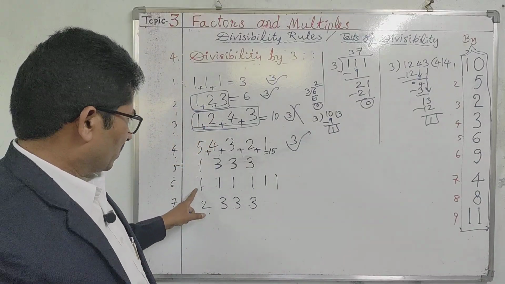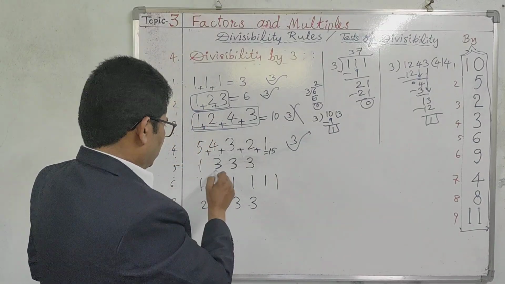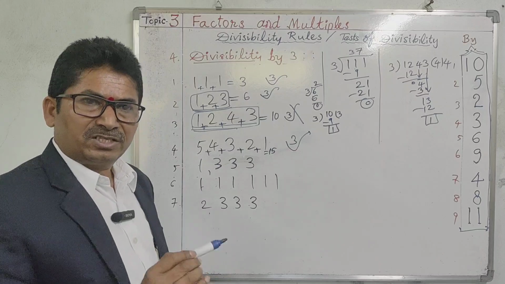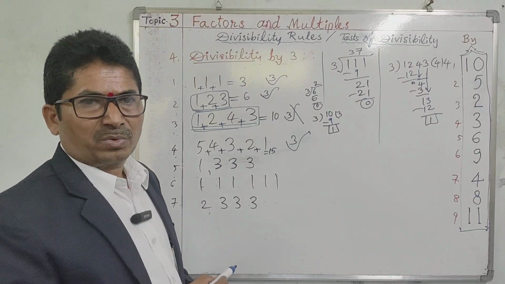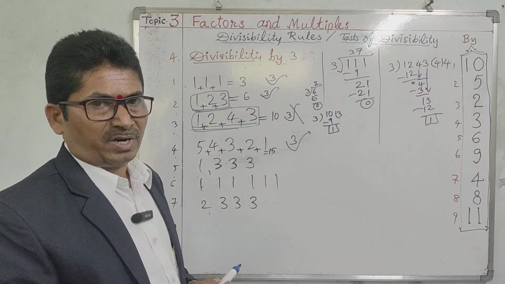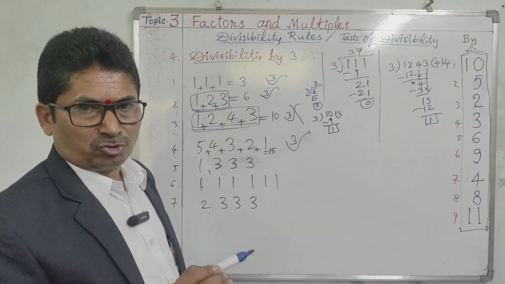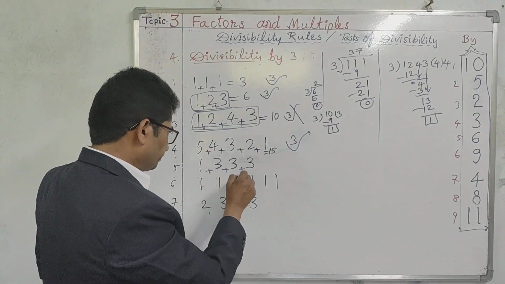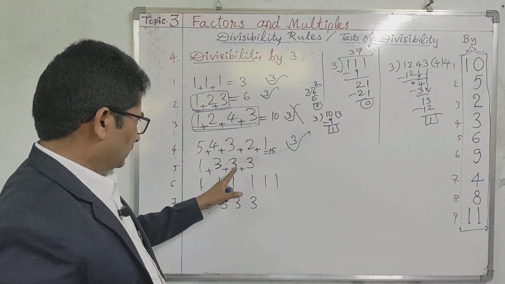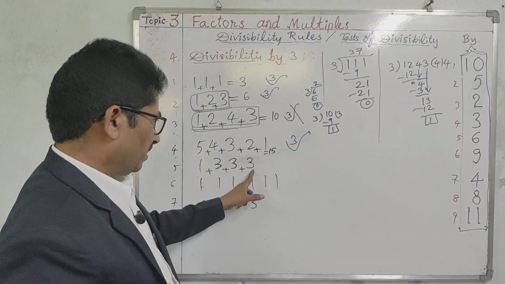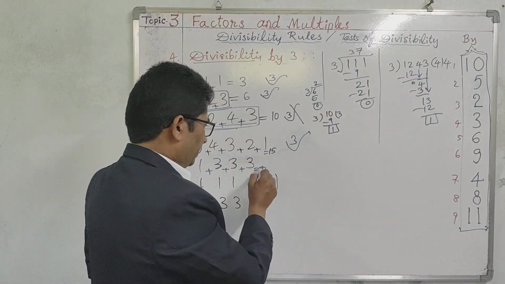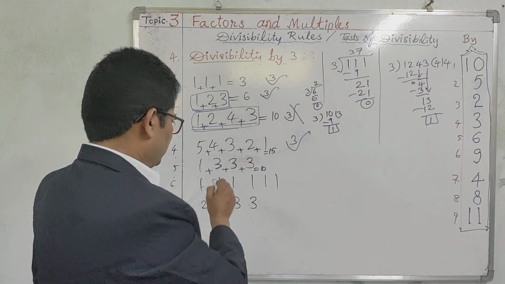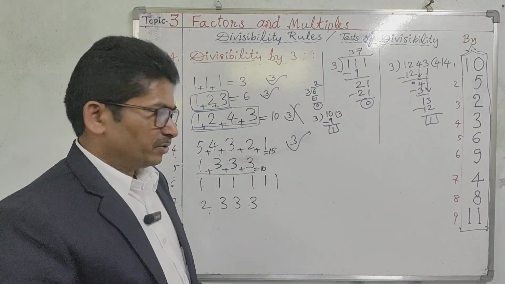Next, 1333. Is this divisible by 3? You may think it is divisible by 3, but it is not exactly divisible by 3. So we can check. 4, 7, 10. 10 is not exactly divisible by 3. That's why this number is also not exactly divisible by 3.